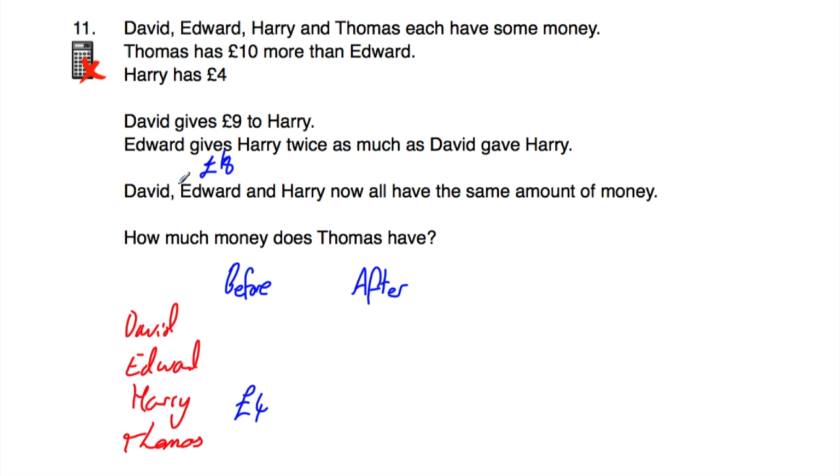And then we're told that David, Edward, and Harry now all have the same amount of money. So that means this number and this number will all be the same. And the question is, how much money does Thomas have?